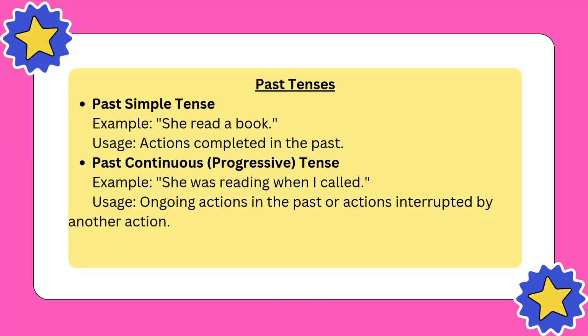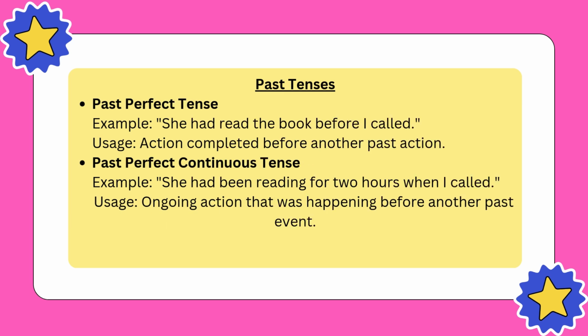Past tenses. Past simple tense. Example: she read a book. Usage: actions completed in the past. Past continuous, progressive, tense. Example: she was reading when I called. Usage: ongoing actions in the past or actions interrupted by another action.